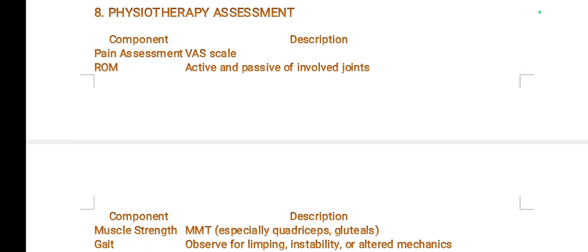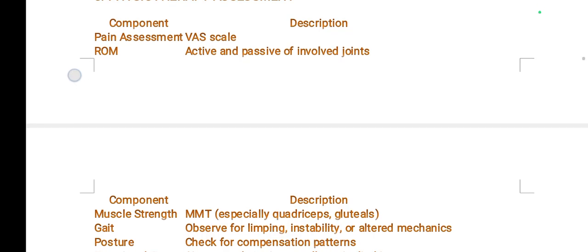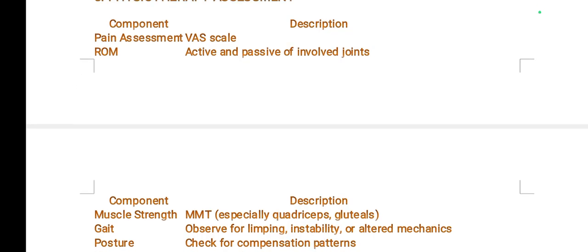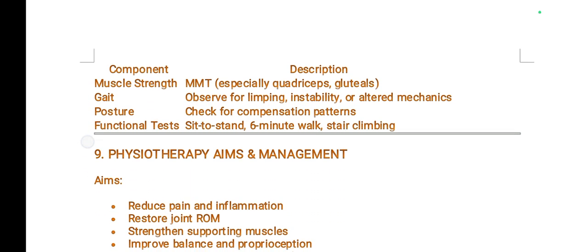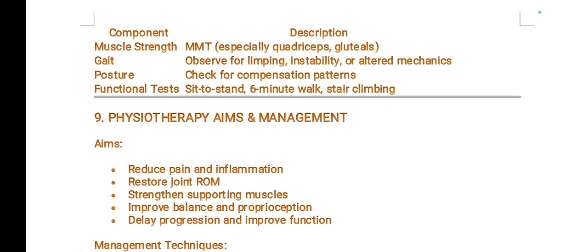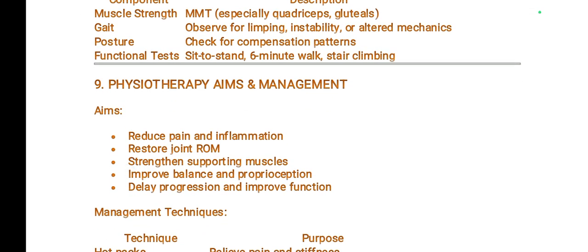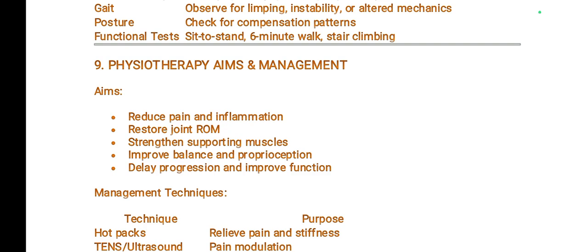Physiotherapy assessment. Components and description. When we talk about the pain, we describe it with the VAS. When we talk about the range of motion, active and passive is involved. Muscle strength by manual muscle testing, MMT, especially quadriceps and gluteus. Gait for limping, instability or altered mechanics we can measure. For posture, checking for compensation patterns. Functional tests, sit to stand, 6-minute walk, and also stair climbing.